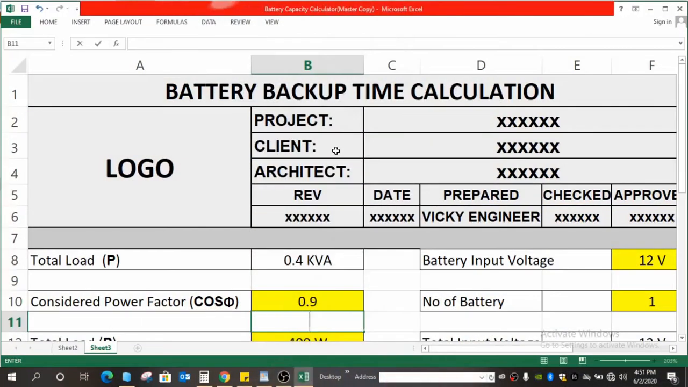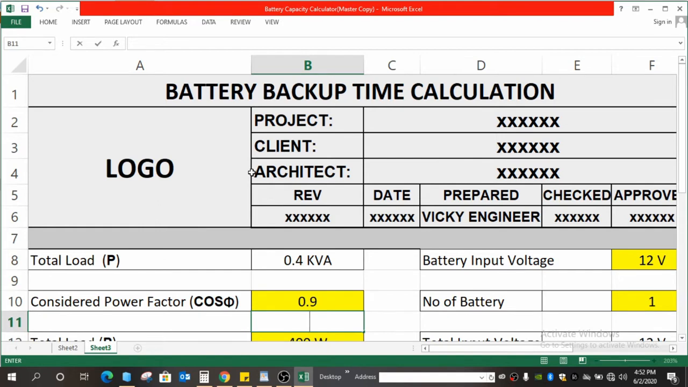Hi, today most of the people use inverter at their home, but most of them don't know practically what backup time their inverter or battery gives them. So I am Vicky Padhi on Wiki Engineer. Let's discuss how to calculate battery backup time. Here we will calculate what is the backup time for your battery.